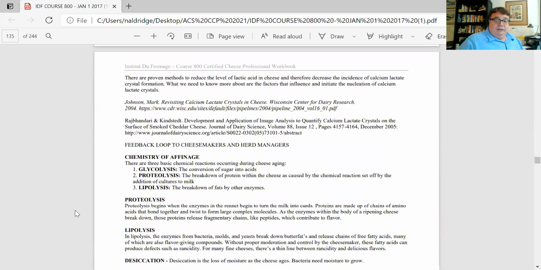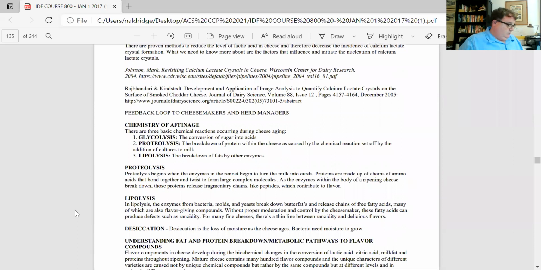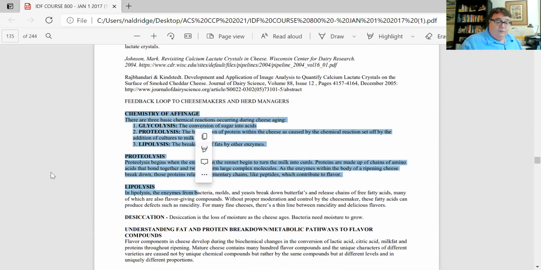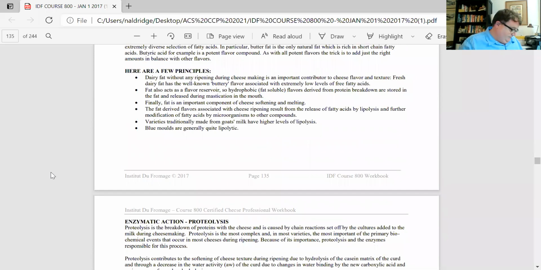Here we're going to get into the chemistry of affinage. Yeah, I would go chemistry of affinage, proteolysis. You've got to know this, lipolysis. Know all these terms. So chemistry of affinage, all of these terms all the way down. Go through all of those terms and even know a couple of few principles. So most of 135 is good information for you to know.